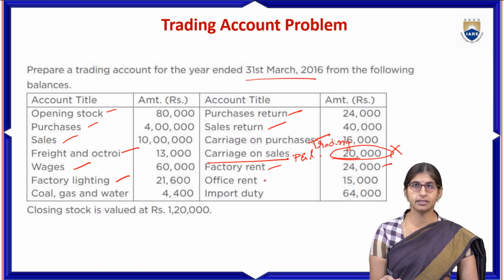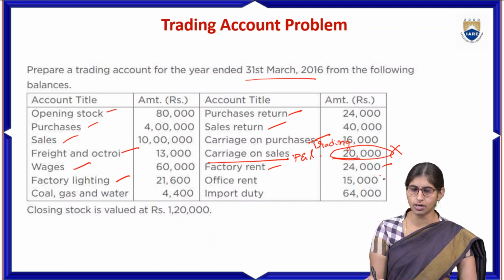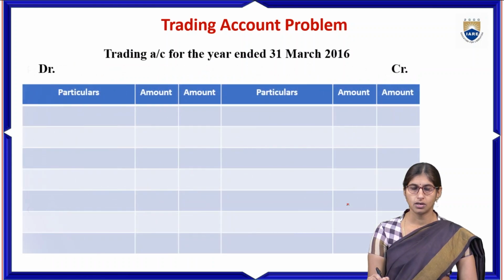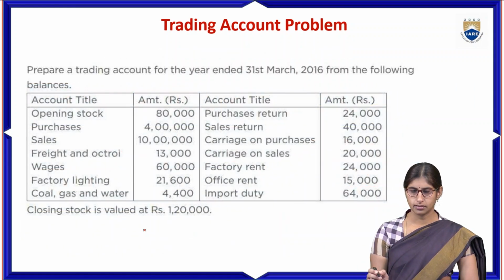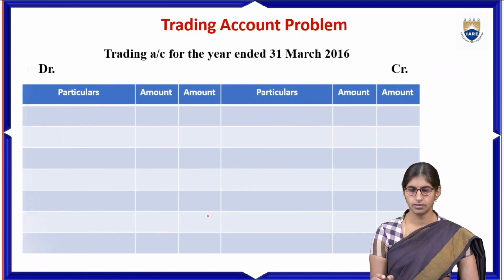Next one is office rent. Office rent does not come under the manufacturing or trade related category. So this office rent is also not covered under the trading account, but it is going to be covered under the profit and loss account. And the last one is import duty, 64,000. It also comes under the trading account. So to import duty 64,000. And the last one is closing stock, 1,20,000.